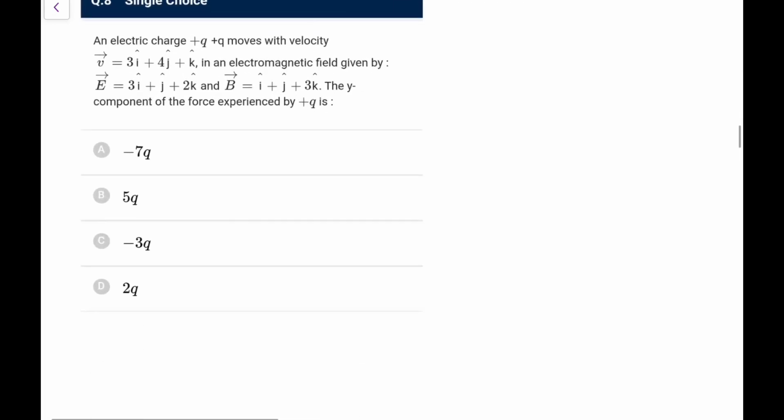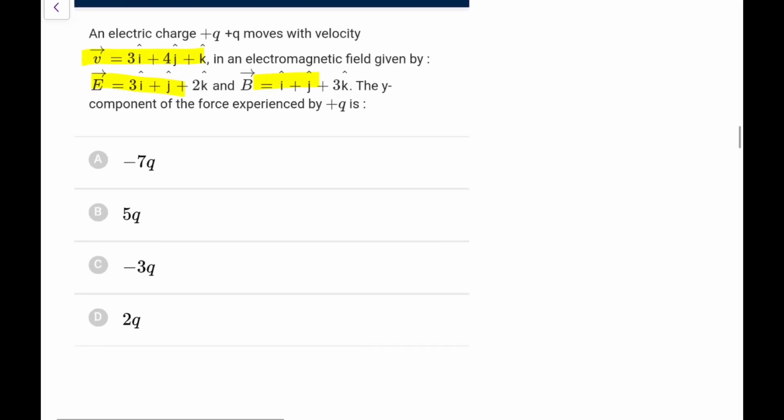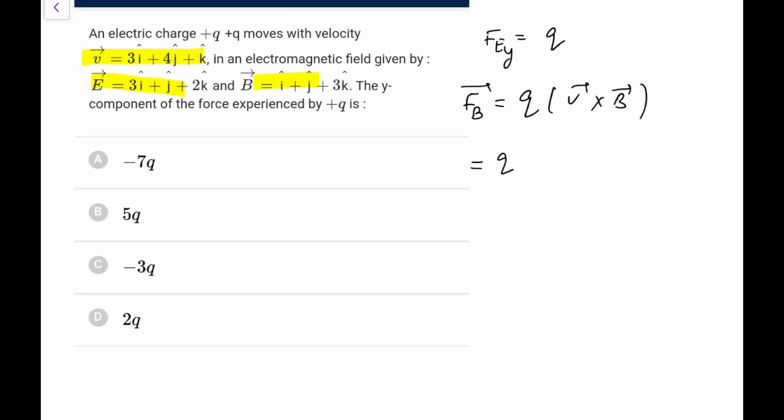Now, electric charge plus q moves with velocity v equals to this in an electromagnetic field, this and this. The y component of the force experienced by plus q is going to be, okay. So first of all, the electric force, if I check, that y component Fey, I can directly say, no need to calculate the complete forces. Fey would be equal to q into 1, that is q. Now Fby: first of all, Fb you write as q v cross b. So if I solve it, q v cross b would be like this, i j k, that thing you do, 3 4 1, 1 1 3.